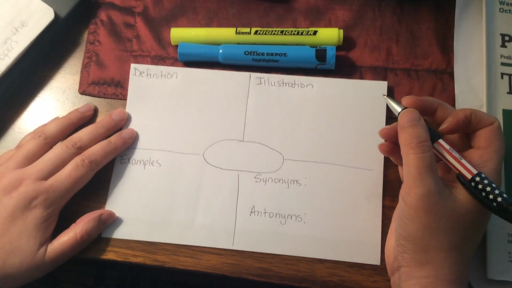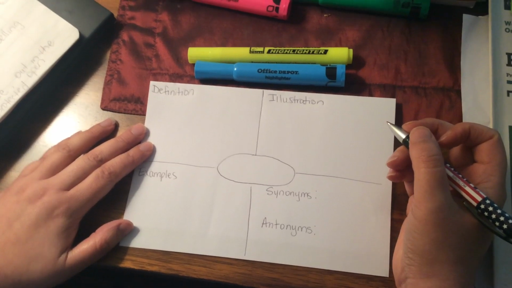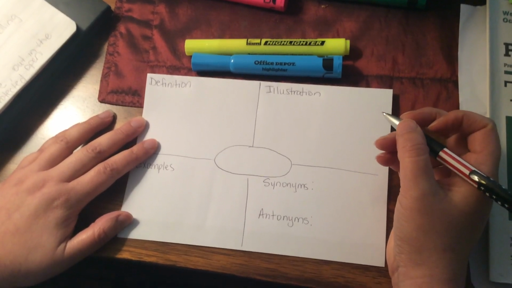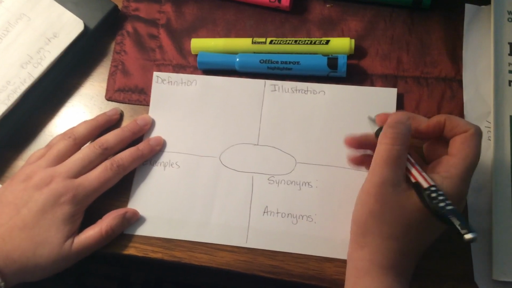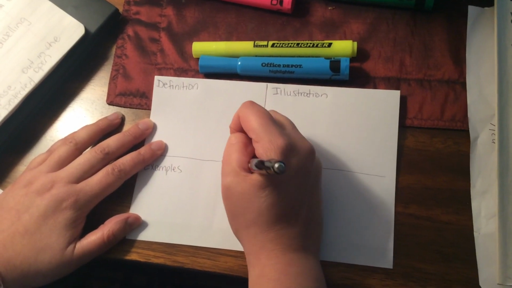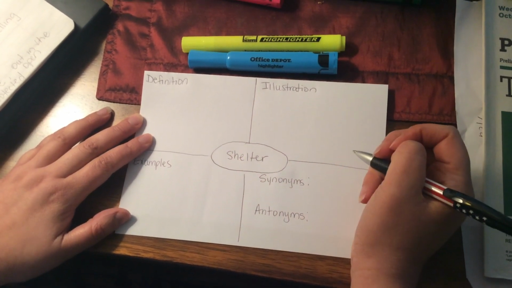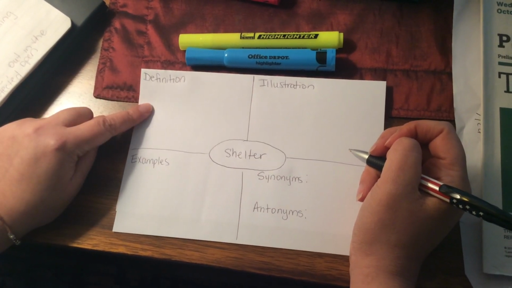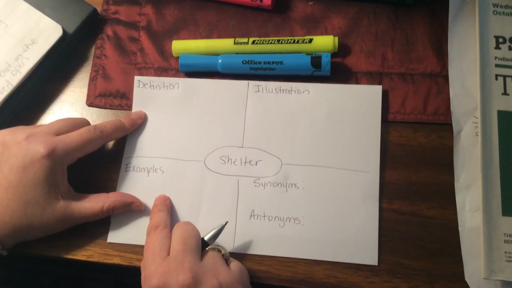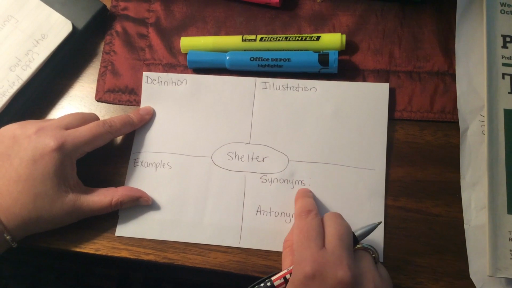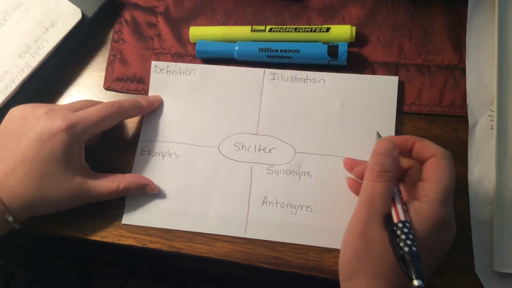Okay, today I'm going to show you how to make the Frayer model for a vocabulary word. You're first going to start by putting the word in the center, and today I'm going to model how to do the word shelter. So I'll put shelter in the middle. Okay, and then we're going to write down a definition, draw an illustration, give some examples of the word shelter, and then write down any synonyms and antonyms for that word that we're working on.